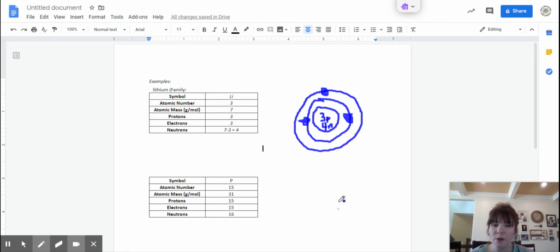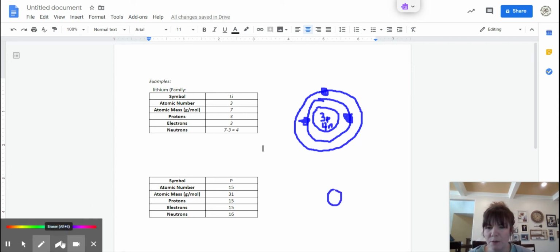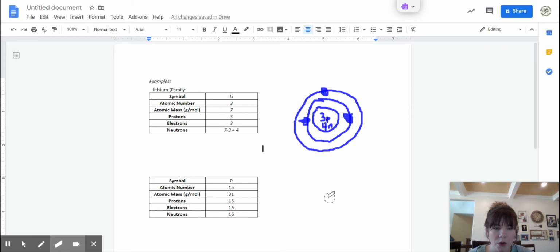So let's do one that's a little bit harder. In this case, I'm going to make my nucleus once more. Oh, that's not going to work. Let's try that again. I'm going to need a little bit bigger nucleus, so I'm going to draw it down here. Okay, so there's my nucleus. Again, I'm going to put my protons and neutrons. In this case, I have 15 protons and 16 neutrons. You cannot read that, but that's 15 protons and 16 neutrons.